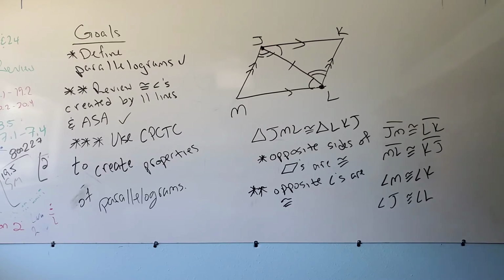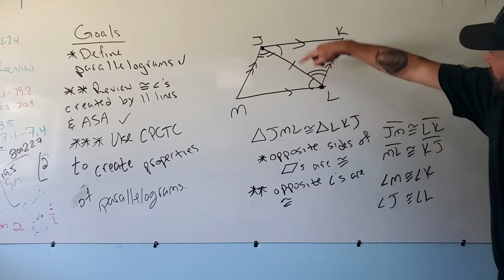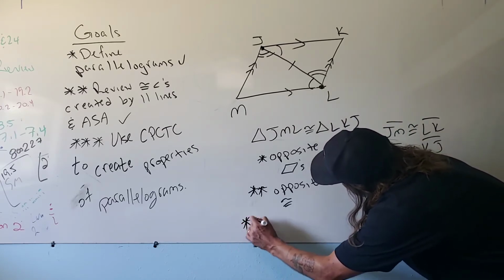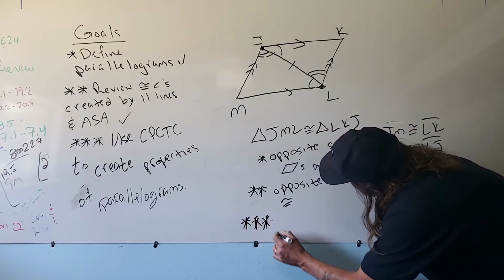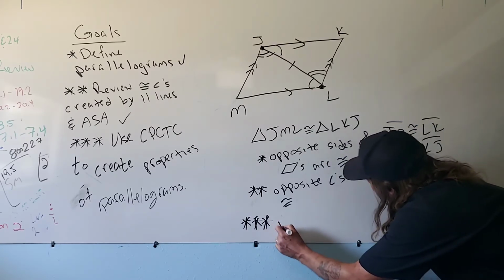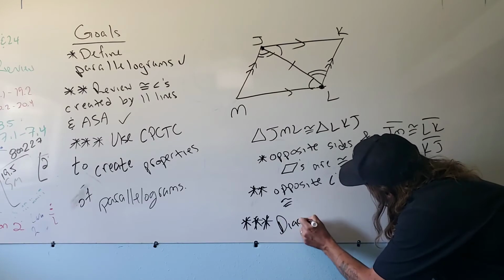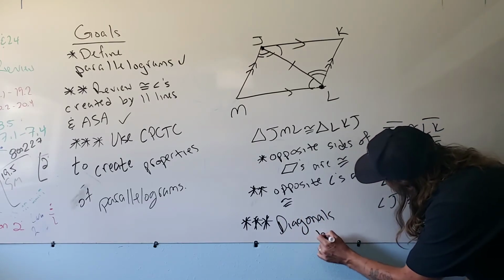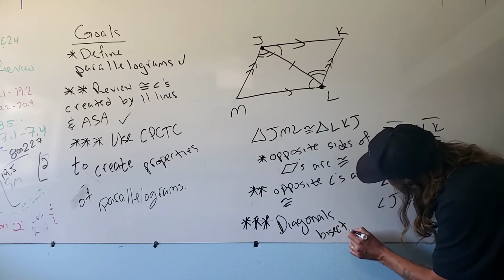I got one more thing I want to show. Last thing. Again, this is called a diagonal. And the diagonals of a parallelogram actually bisect each other. Diagonals bisect each other. Remember, bisect means to cut in half.